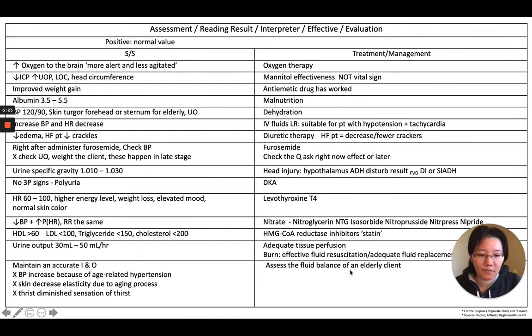Finally, assess the fluid balance of an elderly client. We want to use input and output as the measurement. If input and output balance out, that means they have sufficient fluid. We cannot check blood pressure because of age-related hypertension, so it's inaccurate. We cannot check the skin because elasticity decreases with aging. And we cannot rely on thirst because elderly tend to have decreased sensation, so that's inaccurate as well.